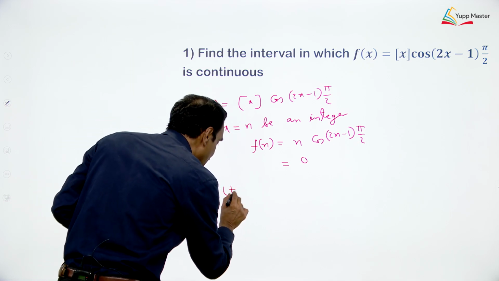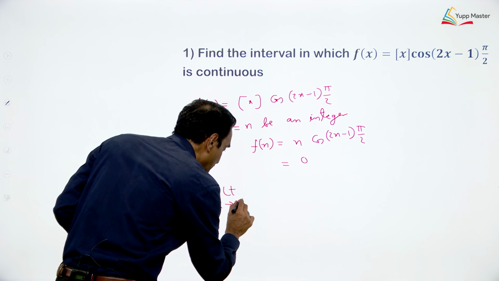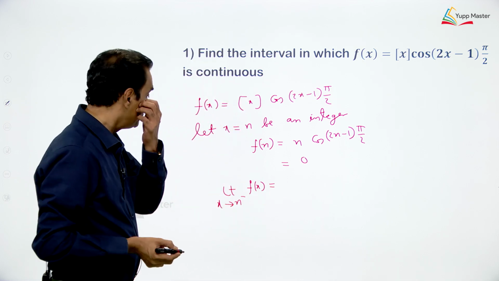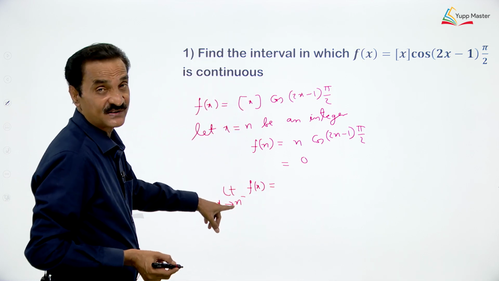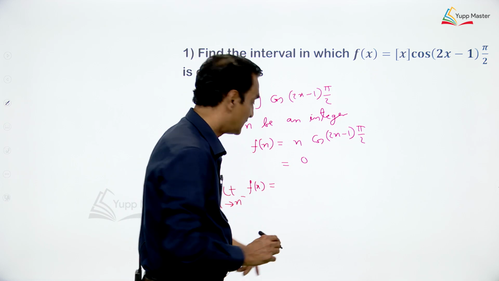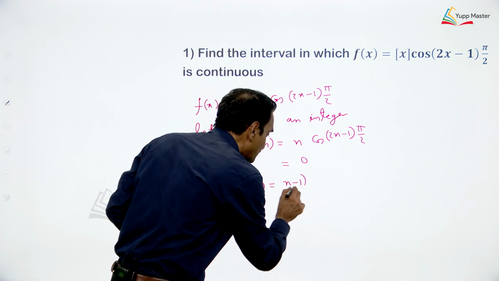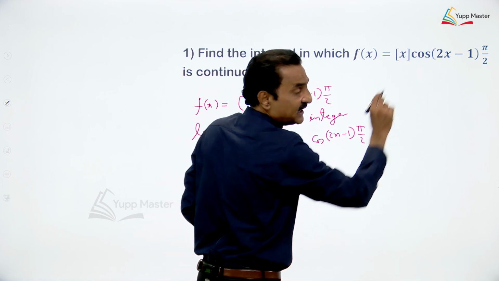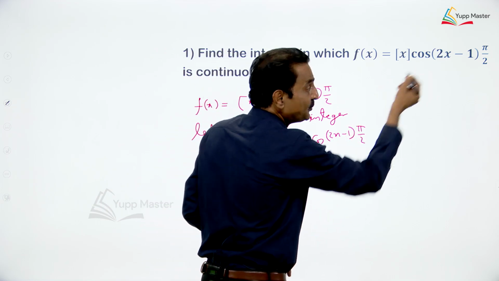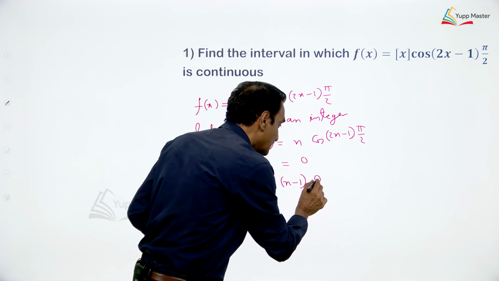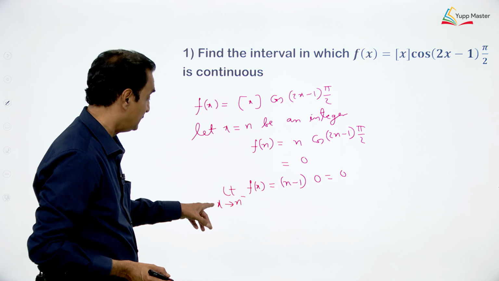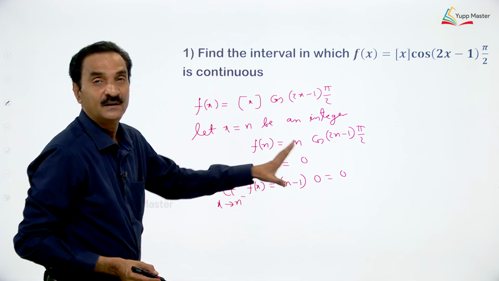Limit as x tends to n minus of f of x is equal to, when x tends to n minus, x is just less than n, then what is the integral part of x? It is n minus 1. n minus 1 into, again here we can directly substitute, because it is a continuous function, x is equal to n. Then what you will get? Cos of 2n minus 1 into pi by 2, 0. So, when x tends to n minus, it is 0.